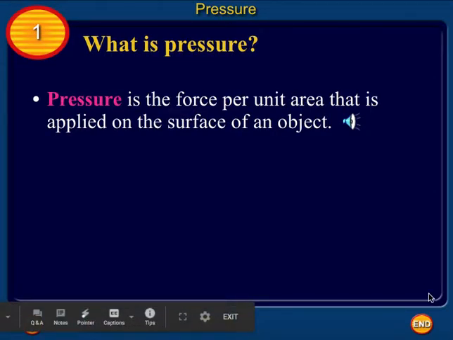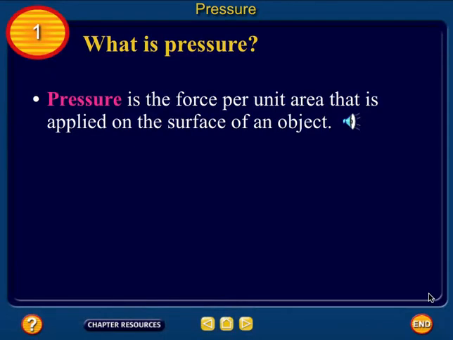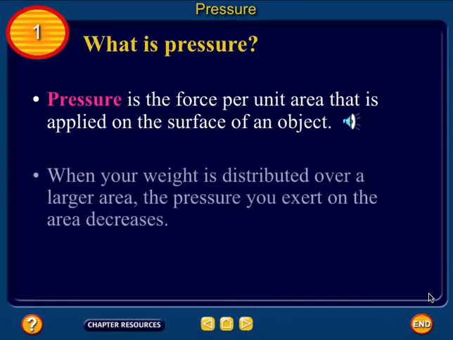What is pressure? Pressure is the force per unit area that is applied on the surface of an object. When your weight is distributed over a large area, the pressure you exert on the area decreases. So pressure is a matter of two factors: how much force is applied and how large the area is over which that force is applied. For example, if you're standing up and you've got shoes on, the area you're applying the pressure to is the bottom of your shoe. If you try and stand on your tippy toes, you just decrease that area.